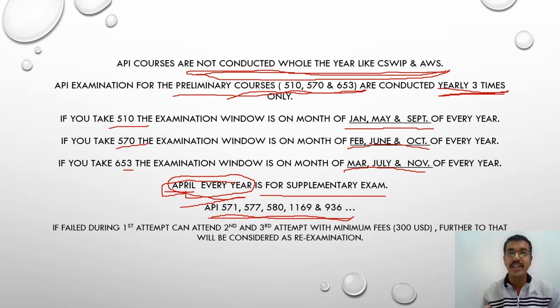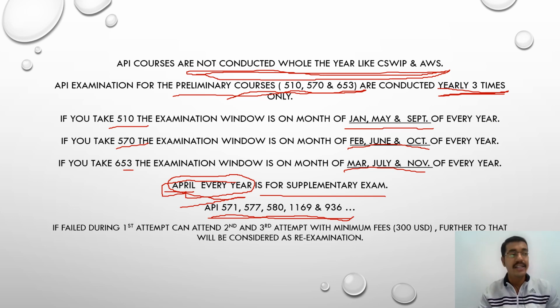They will not consider it as a reappear exam. They will consider after 2 attempts it is a fresh exam. Okay, you are a fresh candidate. You are not a second attempt or third attempt candidate. Okay, so what happened? Why do I say like that?